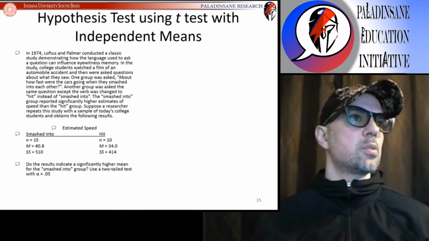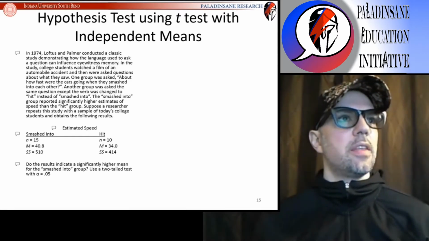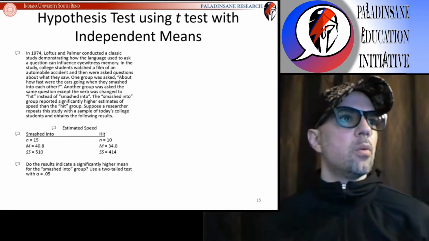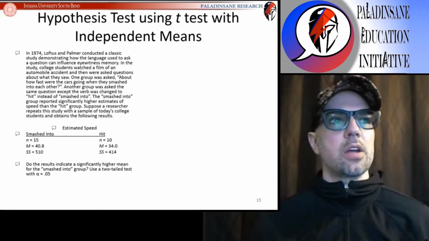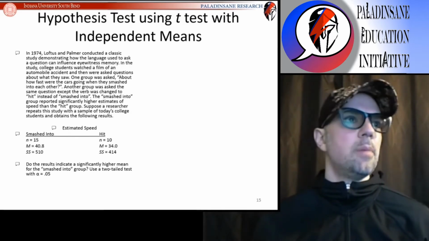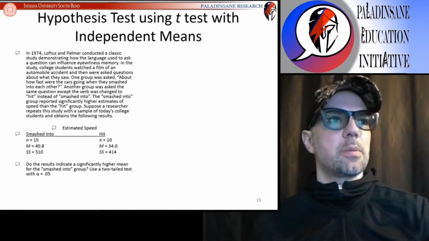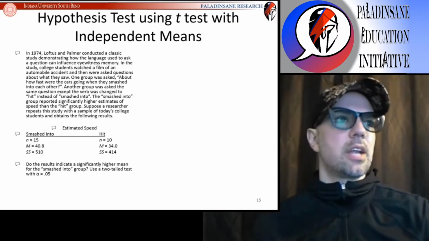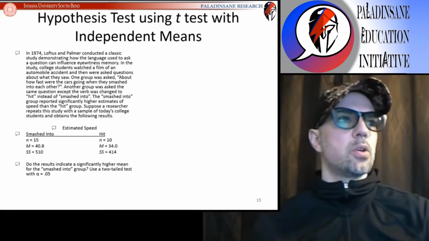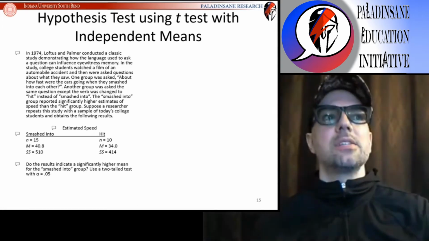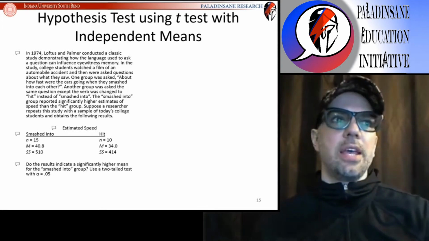In the study, college students watched a film of an automobile accident and then were asked questions about what they saw. One group was asked about how fast the cars were going when they smashed into each other. Another group was asked the same question, except the verb was changed to hit instead of smashed into. The smashed into group reported significantly higher estimates of speed than the hit group.